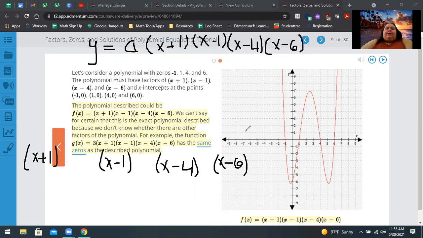So right here, how would they determine this a? I would need to know another piece of information about this graph, like a y-intercept or another point, to plug in and solve for a. Here they did give it to us. G of x is 3 times (x plus 1)(x minus 1)(x minus 4)(x minus 6). So they actually gave us that value.